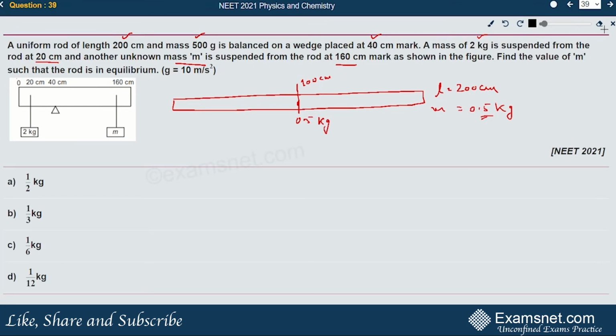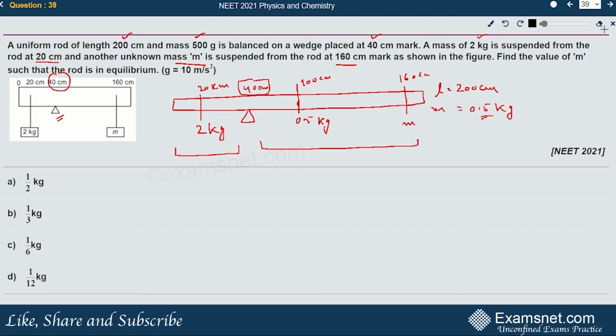Then a mass 2 kg is suspended at which point? 20 centimeter, whereas an unknown mass m is suspended at 160 centimeter. And where is the wedge located? It is located at 40 centimeter. So suppose this is the wedge, okay, at 40 centimeter, and this wedge is the balancing point of this rod. Now, according to this question, the rod is in equilibrium. So what will happen at equilibrium? The total torque on the left side of the wedge will be equal to the total torque on the right side of the wedge. That means the total torque will be balanced.